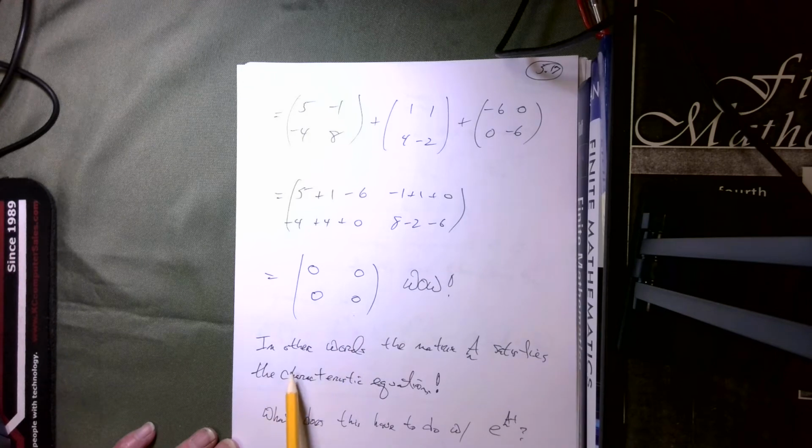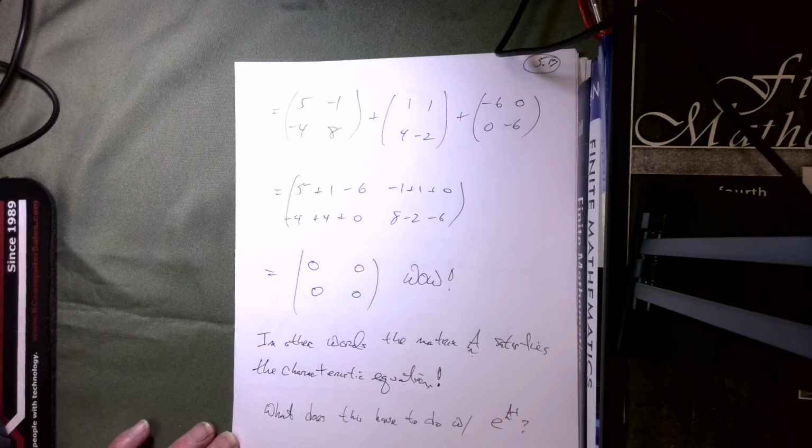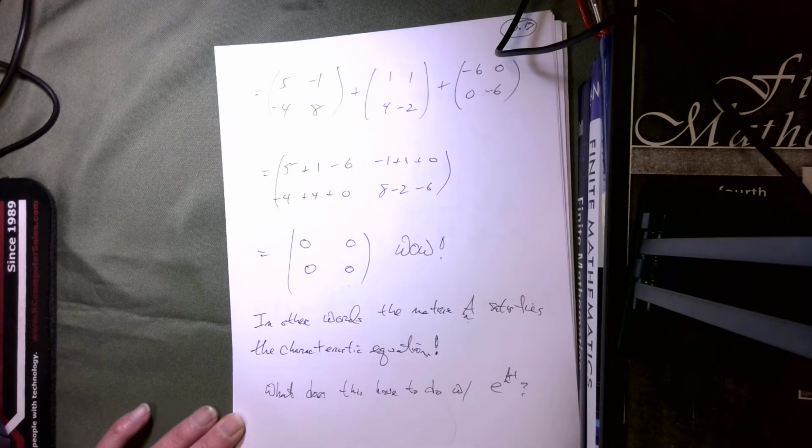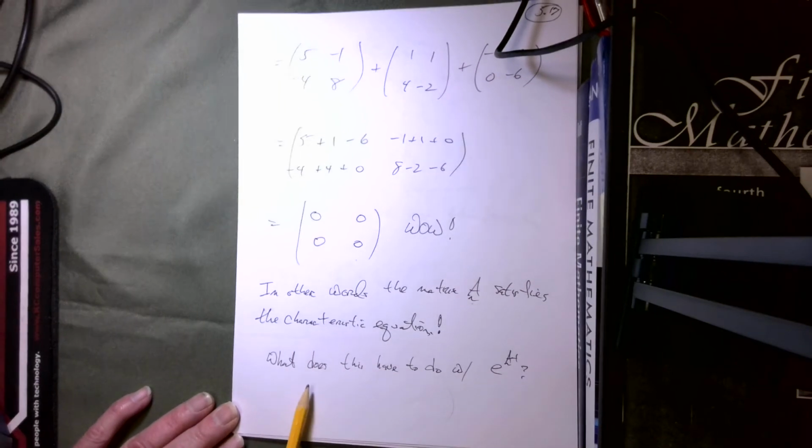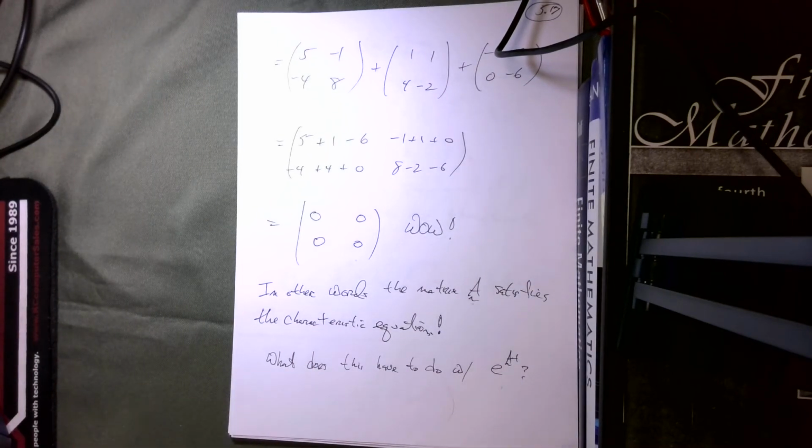When we go through the arithmetic, if you just trust me, you end up with the 0 matrix. In other words, the matrix A satisfies the characteristic equation. Now, what does this have to do with the e to the At?